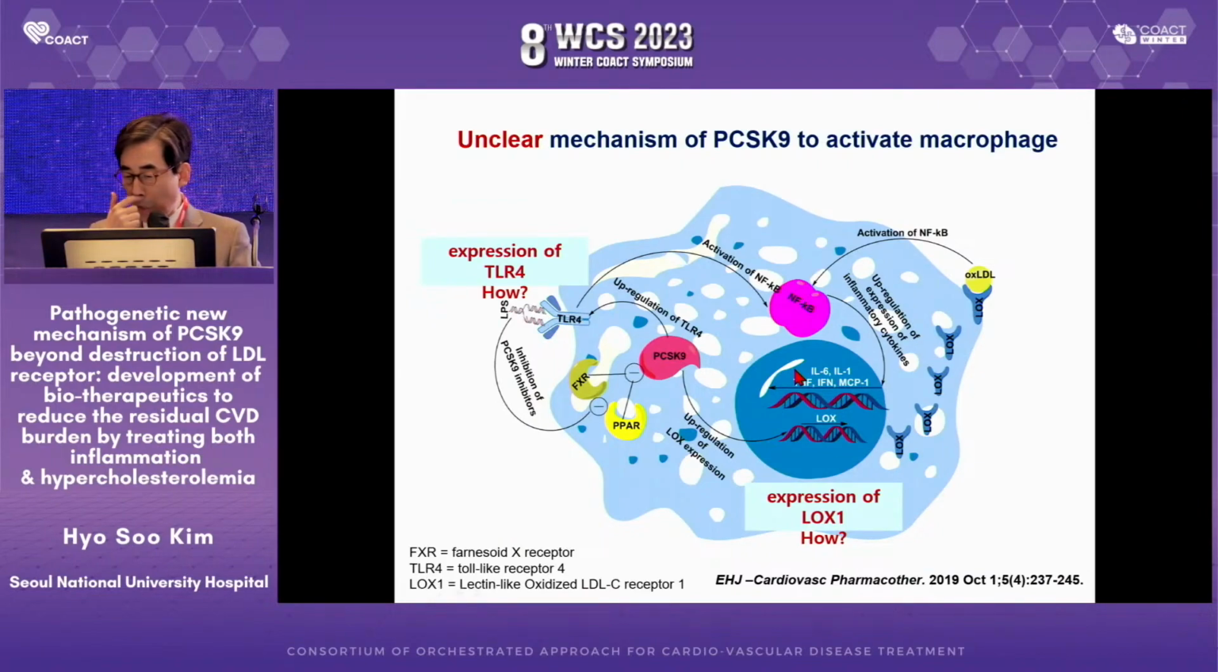Until 5 years ago, there were some suggestions about the mechanism by which PCSK9 activates macrophages. PCSK9 can increase toll-like receptor 4, leading to NF-kappa B activation, or PCSK9 upregulates LOX-1 expression, enhancing the uptake of ox-LDL, leading to NF-kappa B activation. But it is unclear.